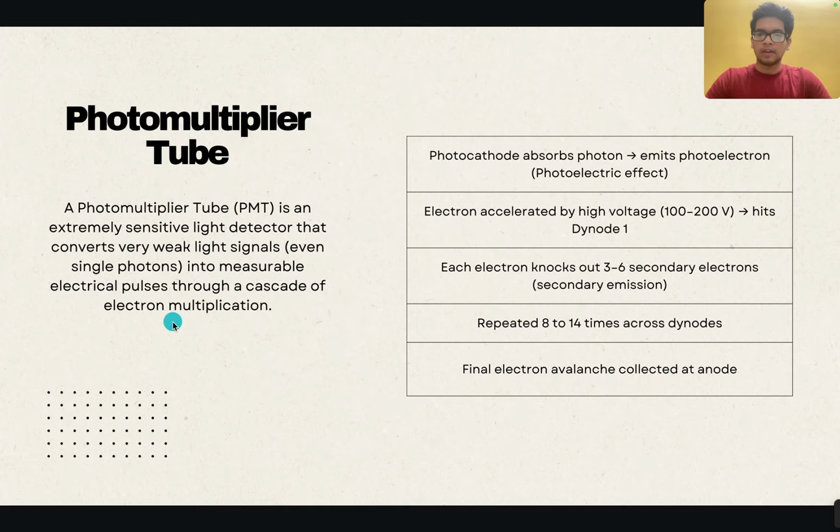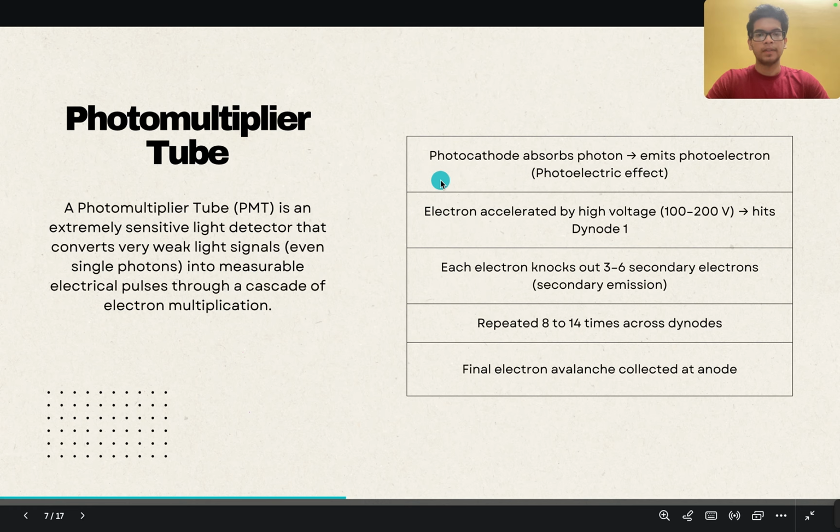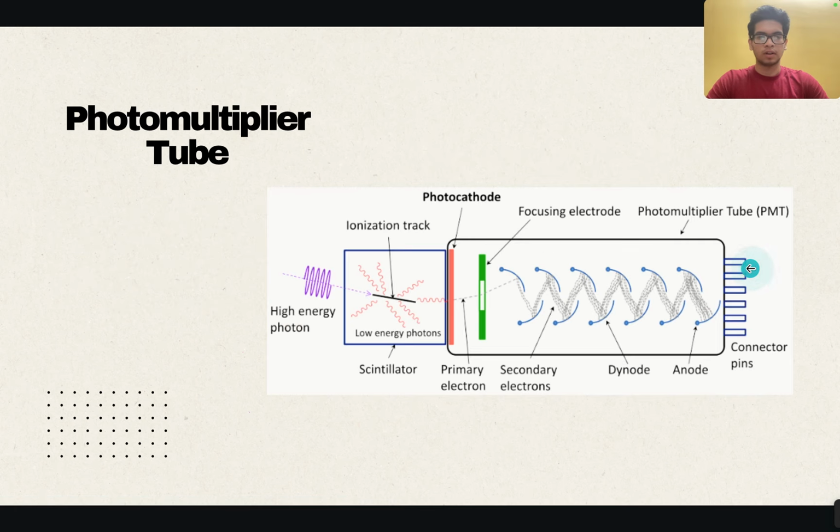Photomultiplier tube. A photomultiplier tube is a light sensitive device which converts the input photons it receives from the scintillator material into electrical pulses through a process of electron multiplication, which I will explain. A photomultiplier tube works by these main processes, which starts with a photocathode, which is present at the front of the photomultiplier tube, which absorbs the input visible photons and generates a photoelectron.